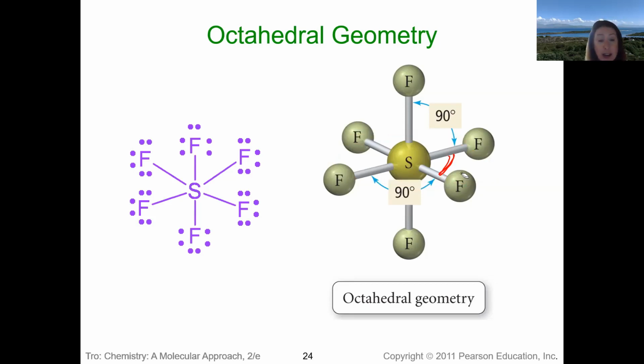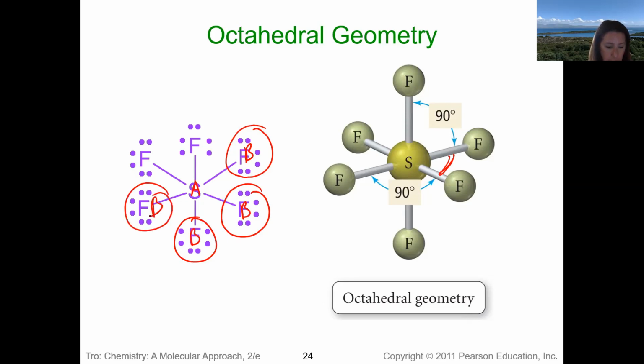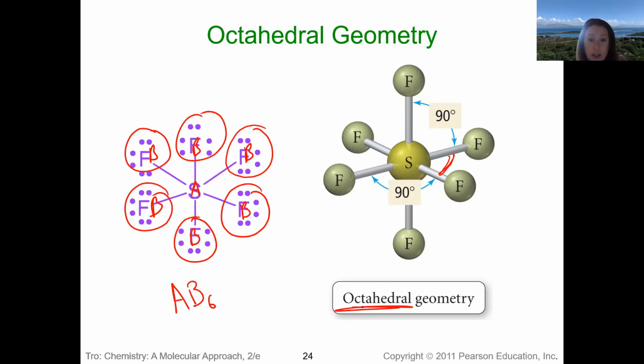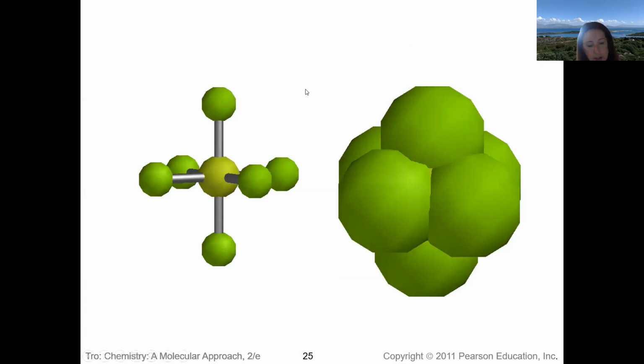If we look at the generic form of this, here's our A, which is just our generic middle atom, and then B, B, B, B, B, B. This is AB6 octahedral. And the bond angles are 90 degrees. And here's what it looks like. Here's me trying it again.